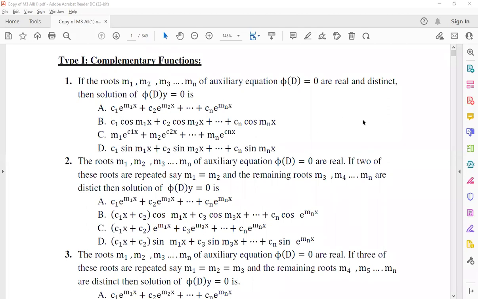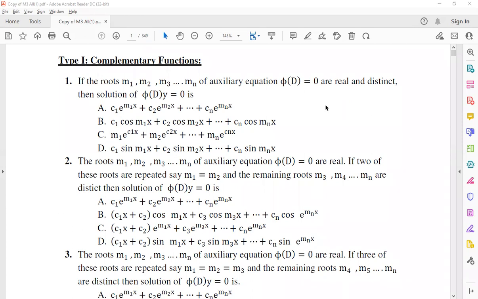Phi D y is equal to 0, and the second is phi D y is equal to f of x. Two types are there. If it is of type 1, phi D y equal to 0, we just have to find the roots, and depending on the roots we can write the solution.